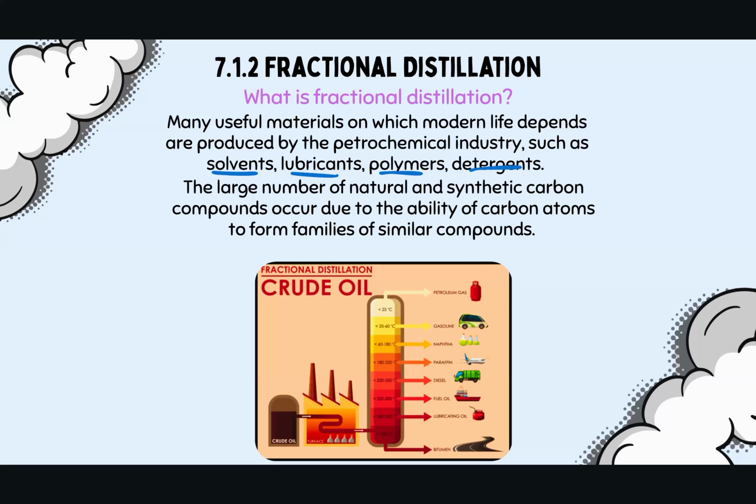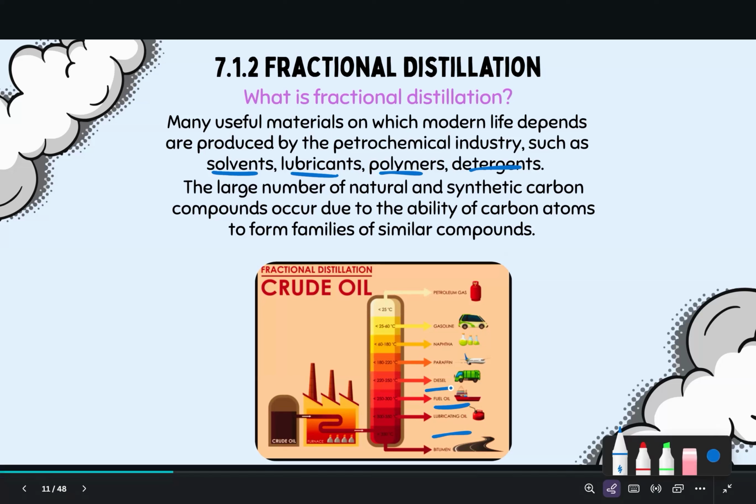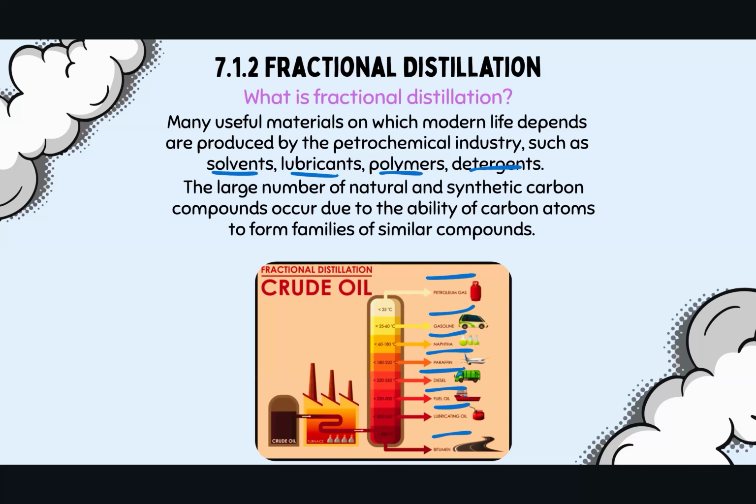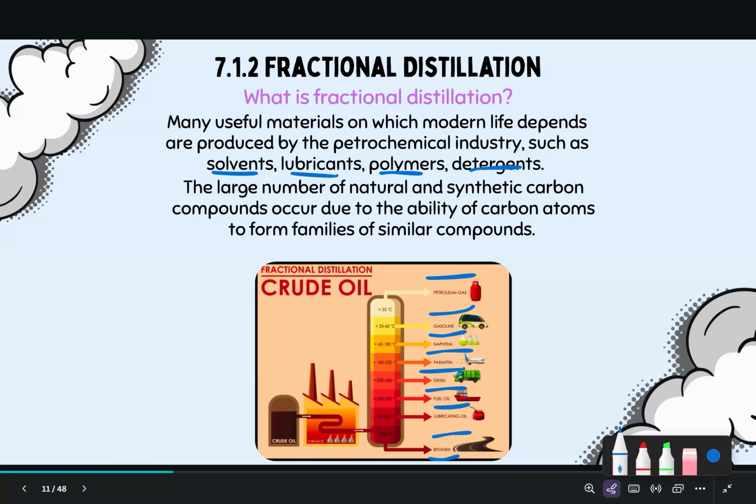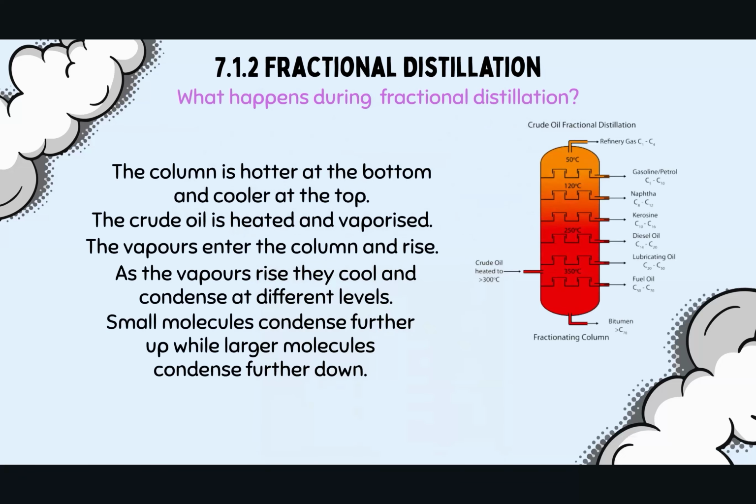So separating them into all these different fractions is very important because it ensures that we can cook on our stoves. It allows our cars to move. It allows our planes to move, our lorries and vans, boats. It makes the surface, the bitumen that's released, it makes the roads. So all of this stuff is important. This process is important. So this is the actual process now.